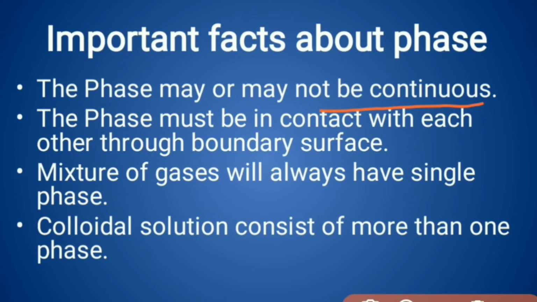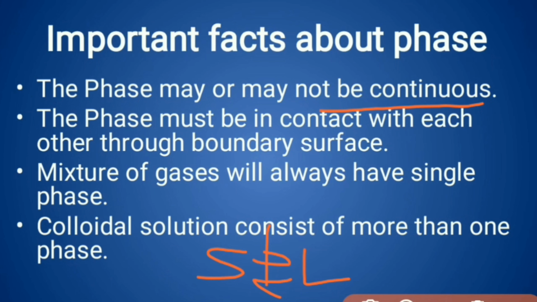And the phases must be in contact with each other through a boundary surface. This is also important: if there is a system with two phases, solid and liquid, and they are in equilibrium, then they must have contact through their boundary surface. There is a boundary between them, so they are in contact with each other through this particular boundary.